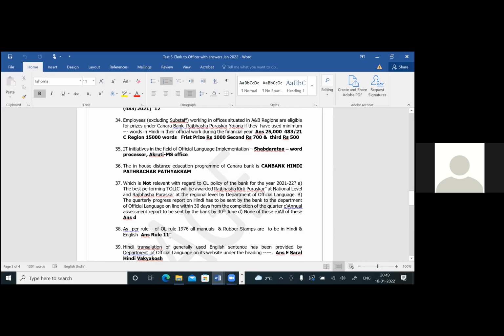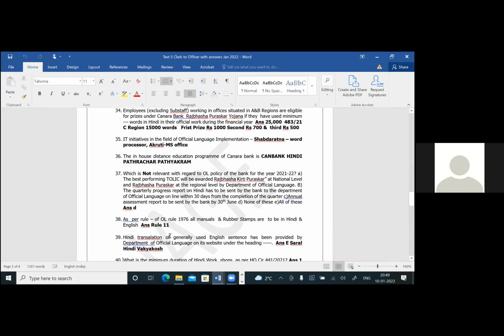What is rule number 5? Letters written from one region in Hindi to be replied in Hindi only. Rule number 5. Rule number 11 says that your manuals, circulars, rubber stamp, etc. should be bilingual.